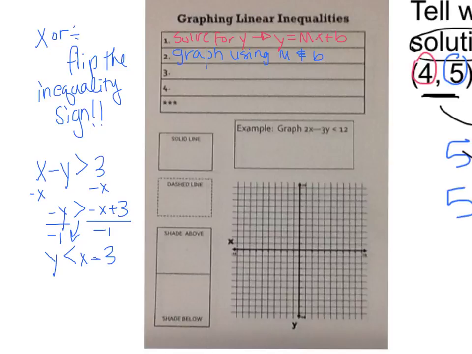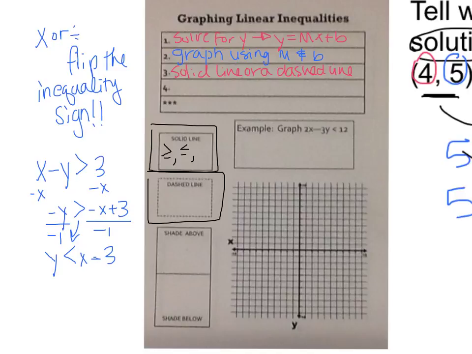Okay, your next step, your step number 3. You need to decide if you have a solid line or a dashed line. Now this part is tricky, but in all reality it's not. I'm going to give you a little hint here. Let's look at these boxes. It says solid line and dashed line. Solid line, these are the symbols that you would want to see if you have a solid line. You would have a greater than or equal to sign, a less than or equal to sign, or an equal sign. That would mean you have a solid line.